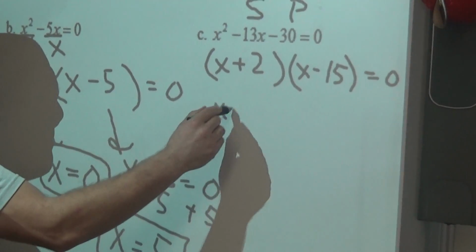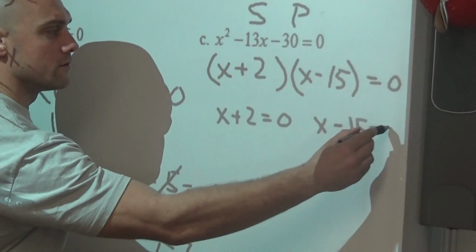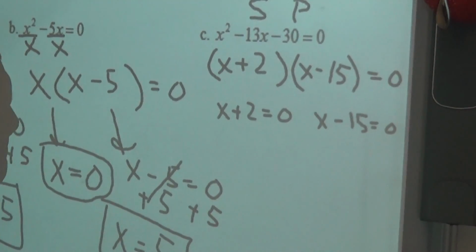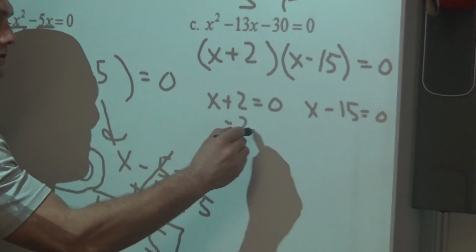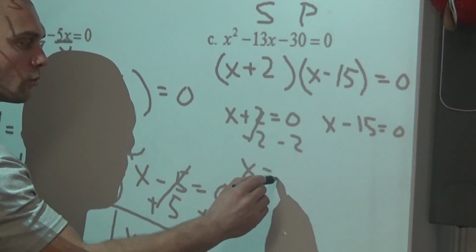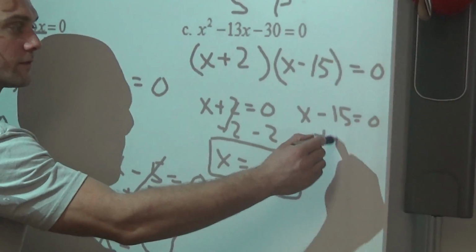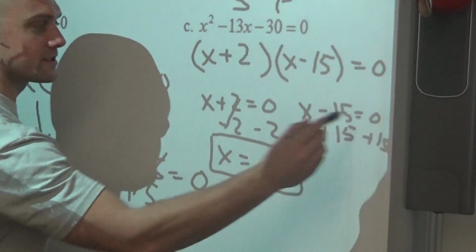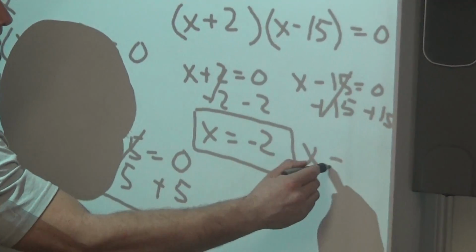So again, we're then going to set each factor equal to 0, which I've done here. And again, you guys I think can see what ends up happening is the sign switches. So here I'm going to subtract 2. So one solution is -2. Here, add 15 to both sides. It might be a little hard to see. Add 15 to both sides.